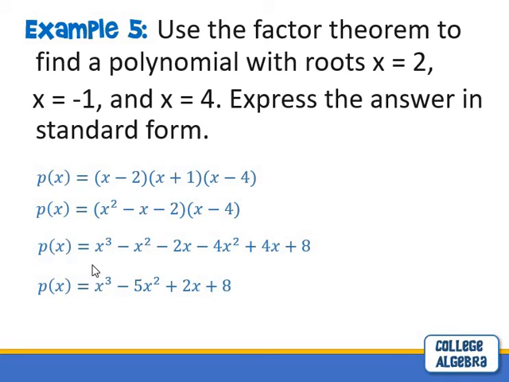And then you can combine like terms if you have any. So we have the x to the third. Let's see, on x squareds we have negative 1, negative 4, so negative 5x squared. On the x terms we have negative 2 and 4, so that gives me 2x, and plus 8. Okay. So the real work on this problem is multiplying it out. The factor theorem makes it kind of trivial to write it in factored form, but then we've got to do the work to multiply it out.